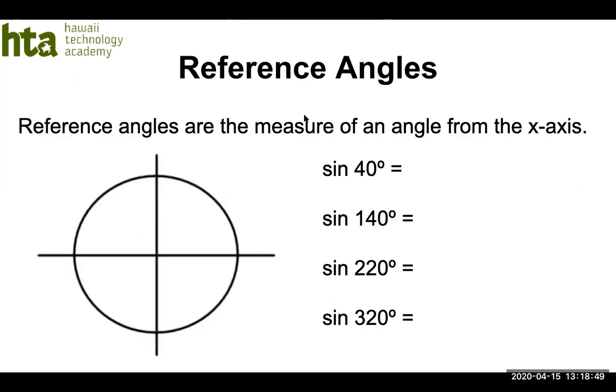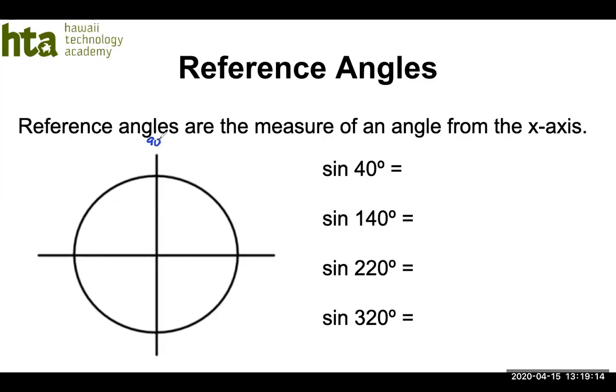So first up, reference angles. Reference angles are the measure of an angle from the x-axis. So the main thing is that you understand that it's from the x-axis. What I'm looking at is the sine of 40 degrees. Sine of 40 degrees is just below halfway between the x and y axis. Remember, it's 90 degrees from 0. So let's do that.